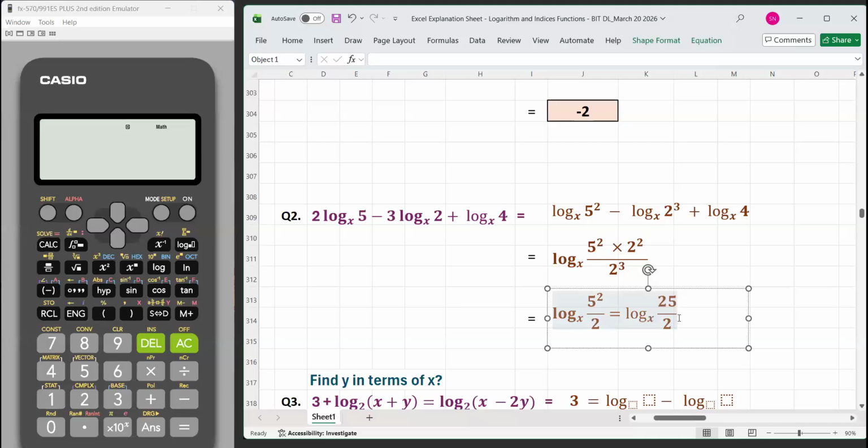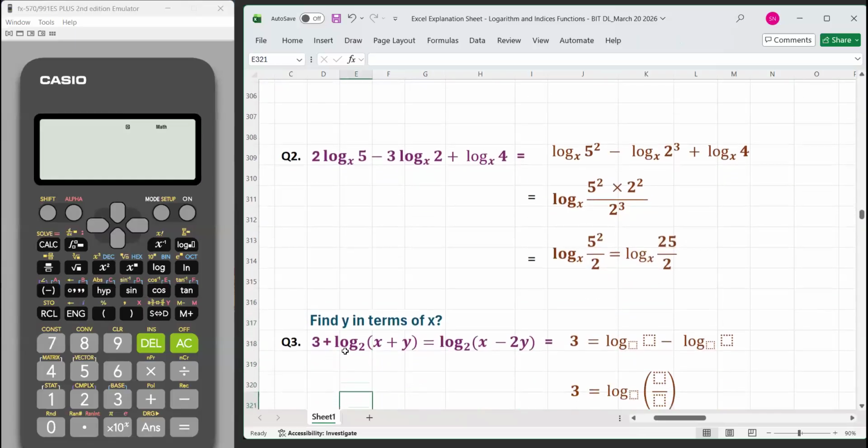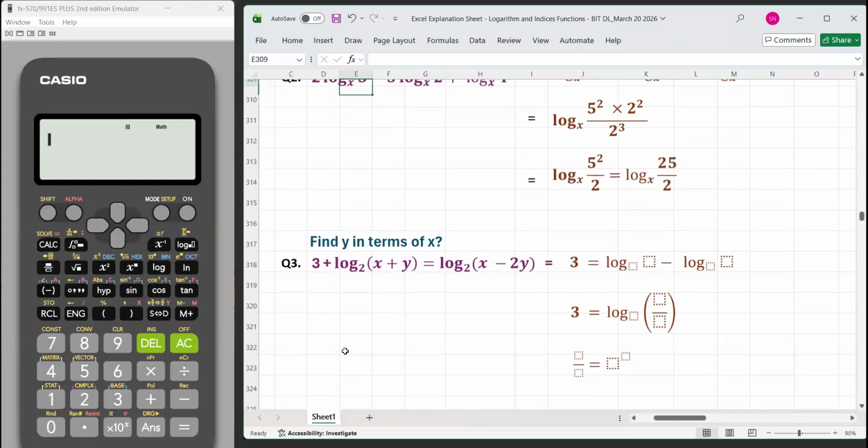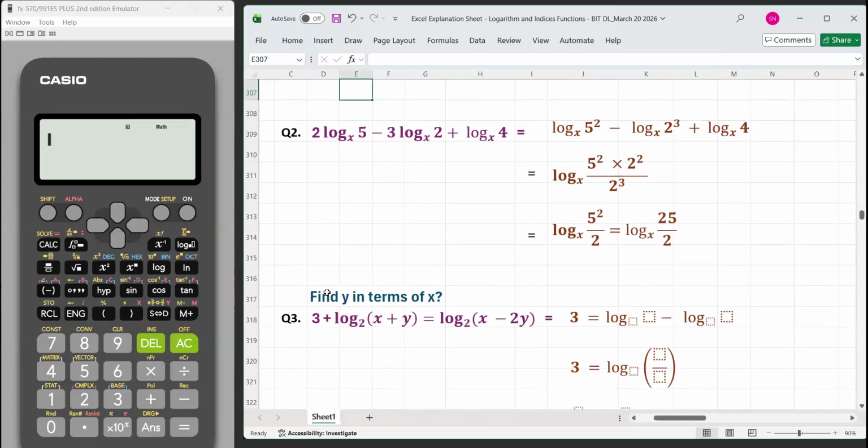Okay, so we've solved 2 very excellent questions. This will be the last one on the Excel document, and then we'll go and look at some past questions. Now, the question says find y in terms of x. Find y in terms of x. Okay, so let's look at 3 plus log x plus y base 2, and then log x minus y base 2.